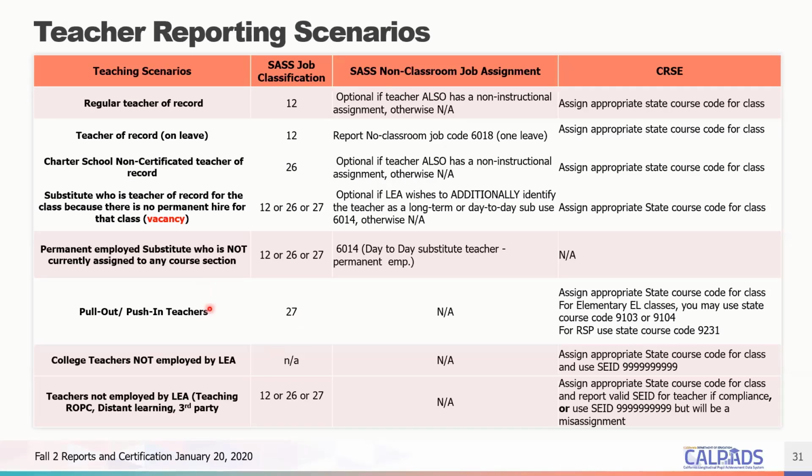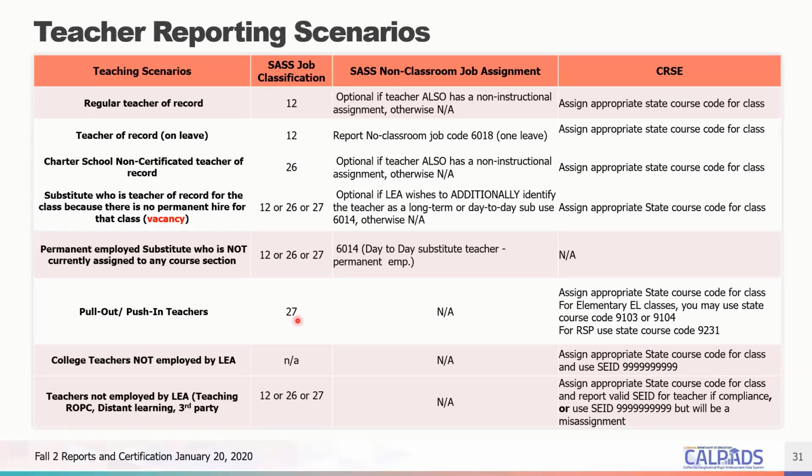So this is how you report special ed teachers who are teaching classes, but you don't want to account for the students in those classes. Let's say you have teachers providing just services, or assigned to a class, then you report them with a state course code 9231, and then the key element here is a 27. By reporting this as a 27, CalPADS will not require you to account for the students enrolled in that class.